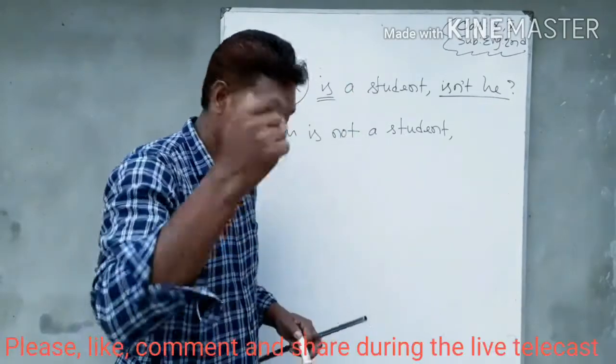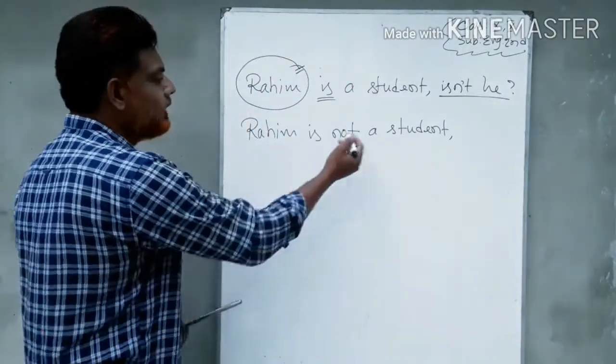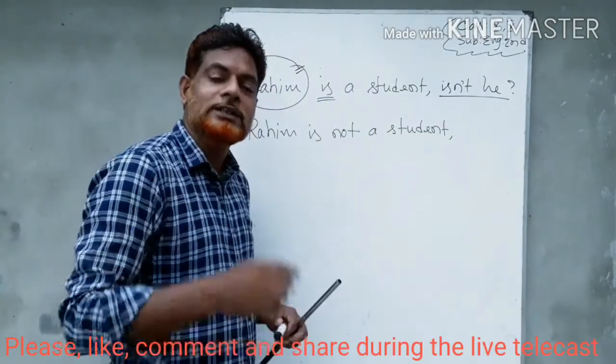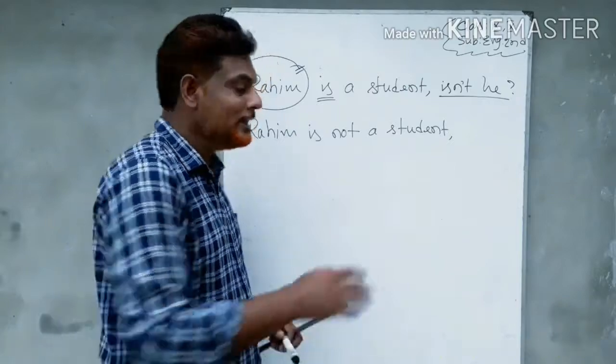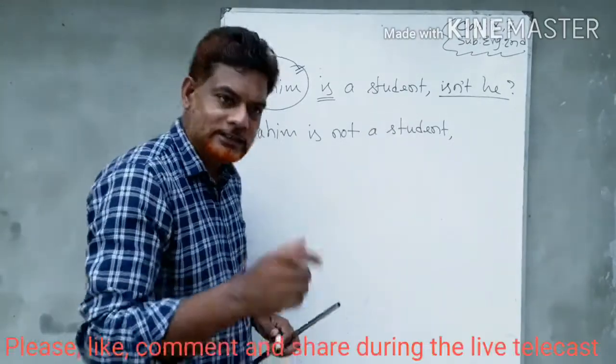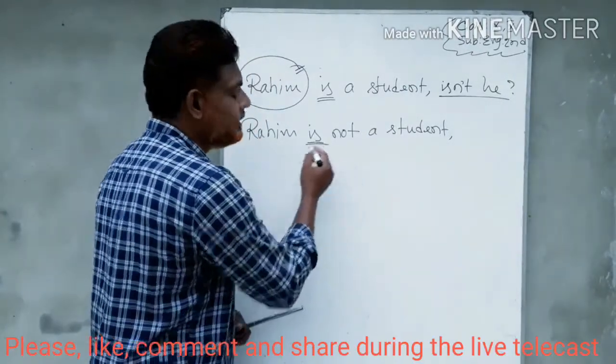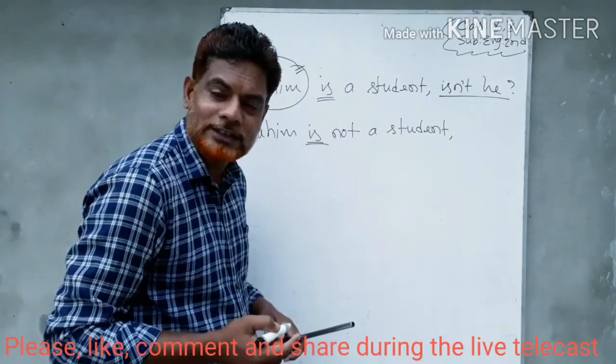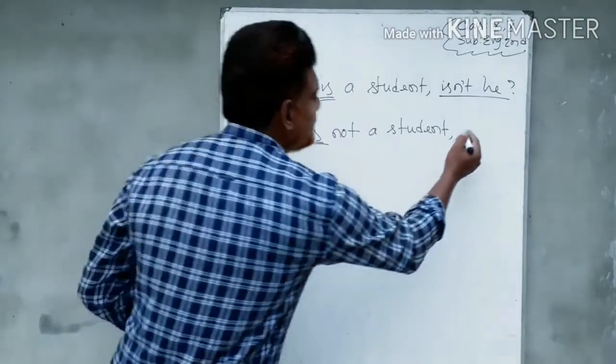Okay, let's try the next sentence. Rahim is not a student. To make a tag question, we need an auxiliary verb first. Is there any auxiliary verb? Yes, there is an auxiliary verb, 'is'. The be verb can be used as the auxiliary verb for the tag question. So we can use 'is' here.